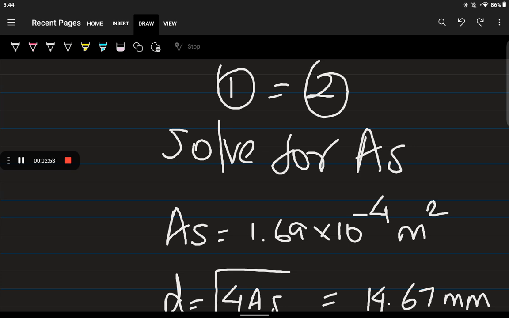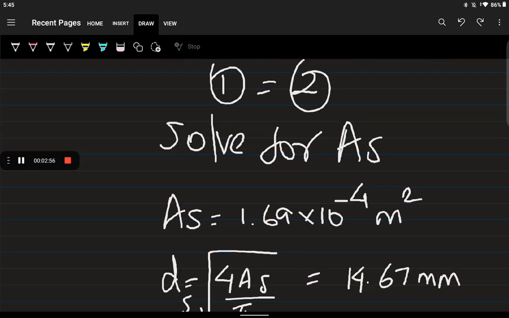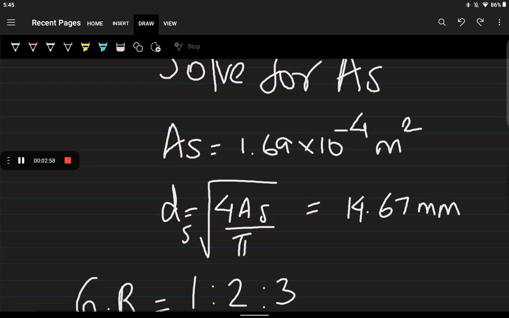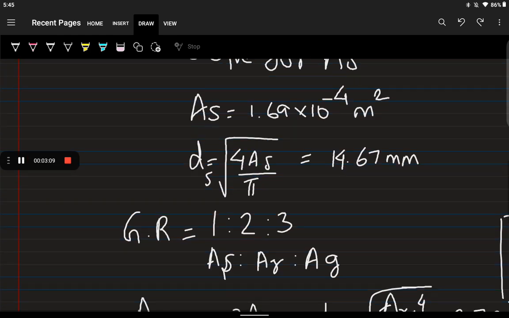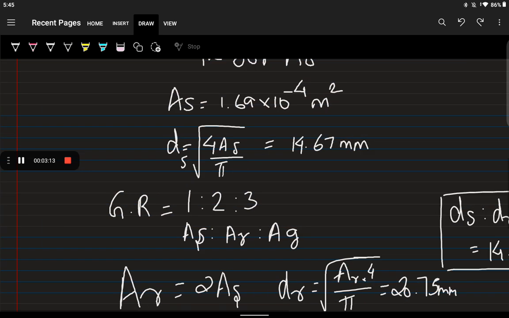So now the question is essentially solved. We know the area of sprue, so we can find the diameter of sprue. Area is π by 4 d square, so d is equal to root of 4A by π, which is 14.67 mm. And we know that gating ratio is 1:2:3, so area of runner is 2 times the area of sprue.